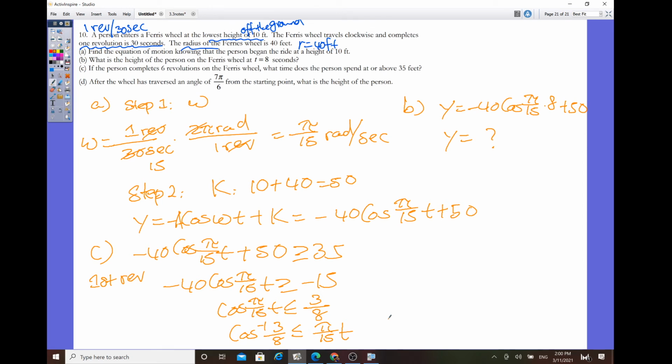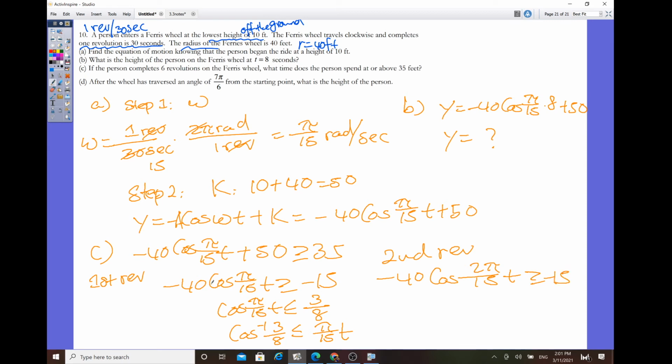Okay, and then you solve for the time. So that's the first time interval it takes for the Ferris wheel to be at or above 35 feet. And then the second revolution is similar. So it's negative 40, and then cosine of, well, this number right here, then that'll be 2 pi over 15 t. It's greater than or equal to negative 15.